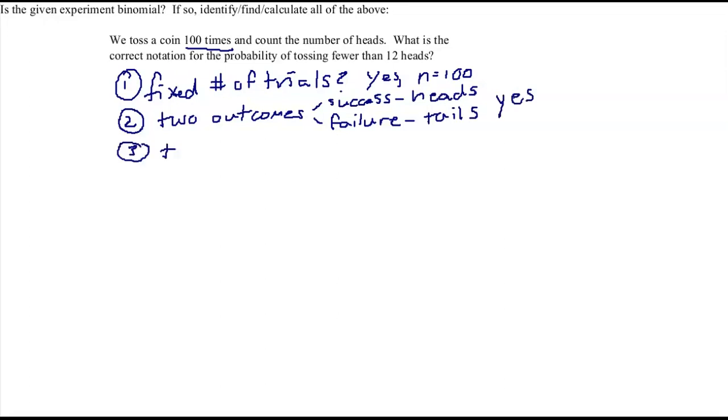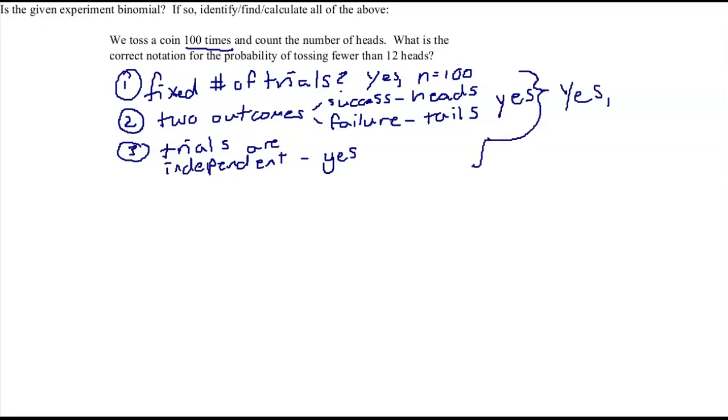Number 3, our trials are independent. And what do we know about fair coins? Fair coins, you always have the same probability of getting heads versus tails. So yes, this is a binomial experiment. It meets the 3 criteria for being a binomial experiment.